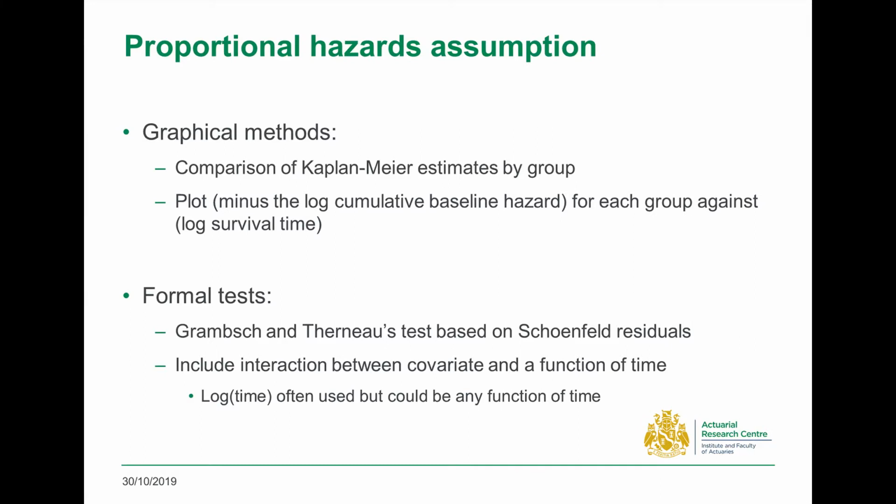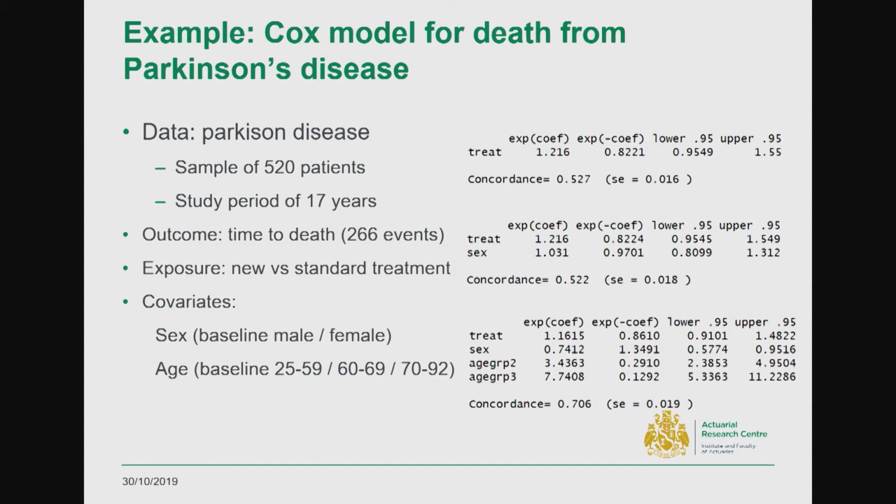So yes, we have some graphical methods. We make a lot of assumptions about our models, but we need to check these assumptions either using graphical methods or formal tests. So let's have a look at an example. This is a data set that analyzes patients with Parkinson's disease. In total, we have 520 patients in this data set who were followed up for 17 years.